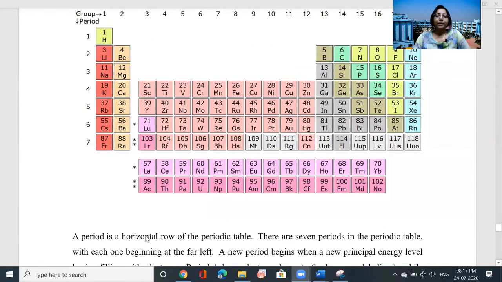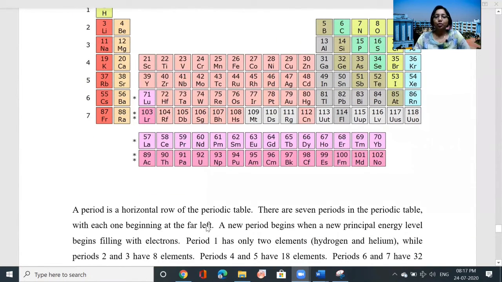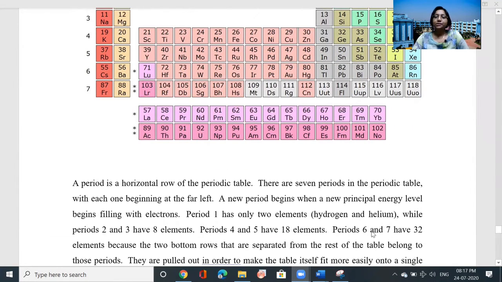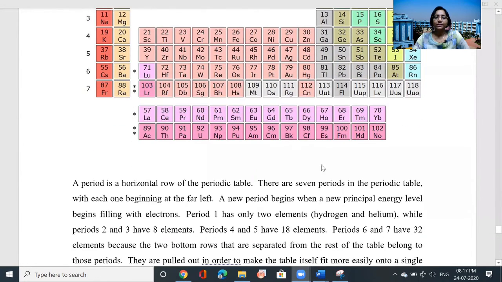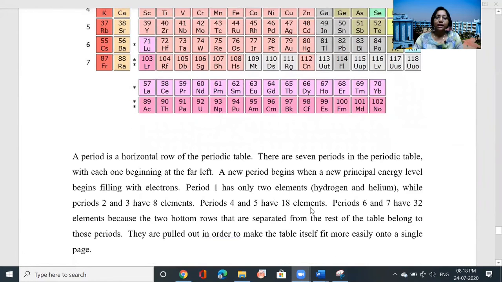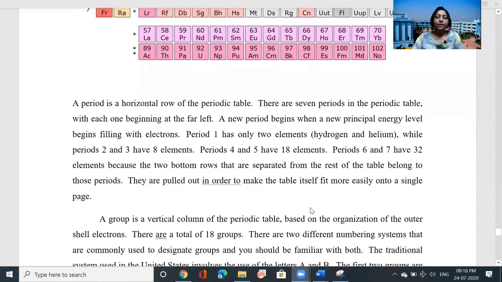Okay, so a period is a horizontal row of the periodic table. There are 7 periods in the periodic table. You can count, you already know. That is the horizontal line in the periodic table. There are 7 periods, each one beginning at the far left. A new period begins when a new principal energy level begins filling with electrons.